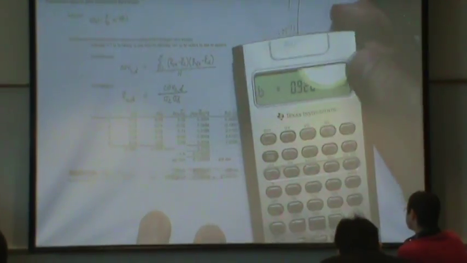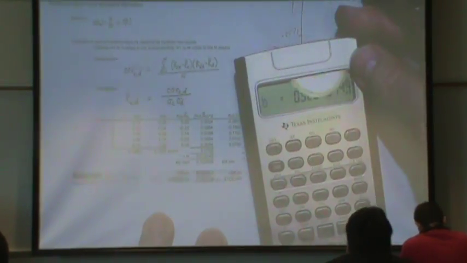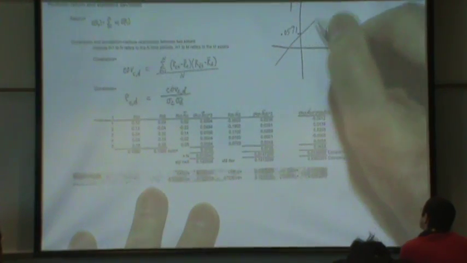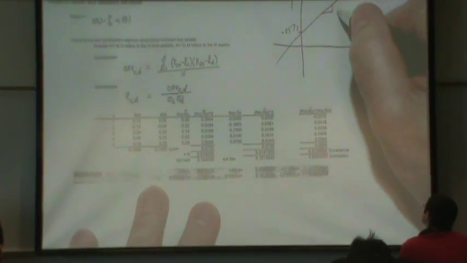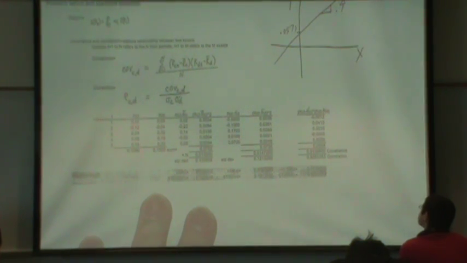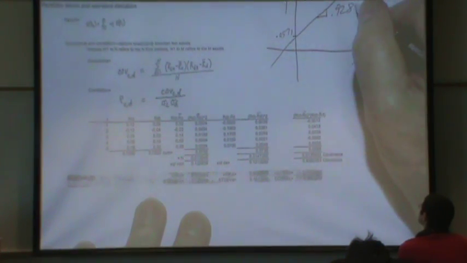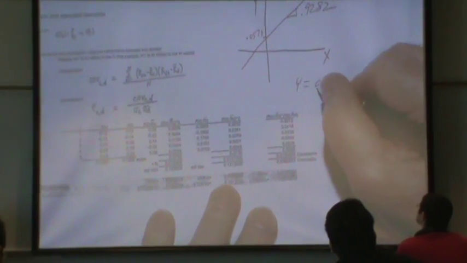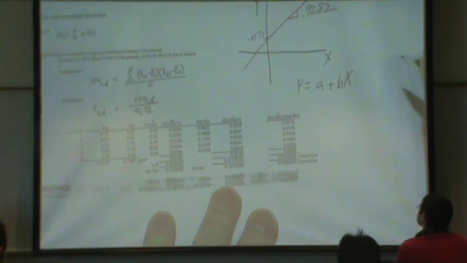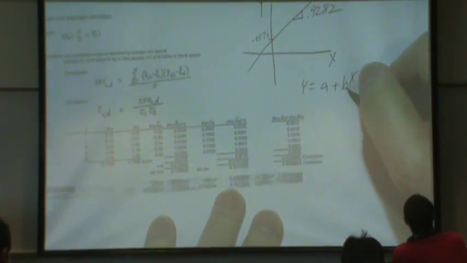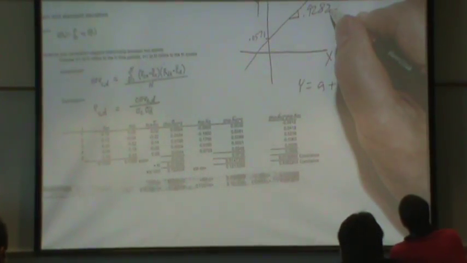Maybe y'all get that in your calculators? Okay, so what does that mean? You've got a line that looks, it's not quite a one-to-one here, but pretty close. So this is a slope equal to 0.9282. Every line can be expressed as y equals a plus bx. And here we're just saying the a is 0.0571 and the b is 0.9282.